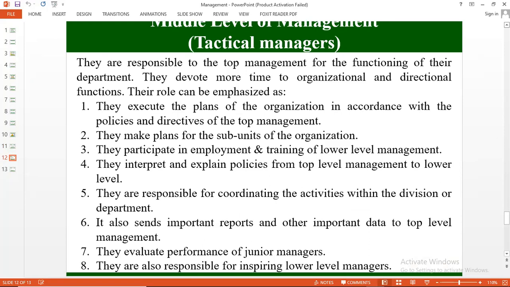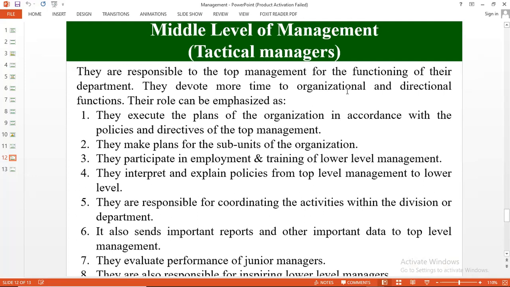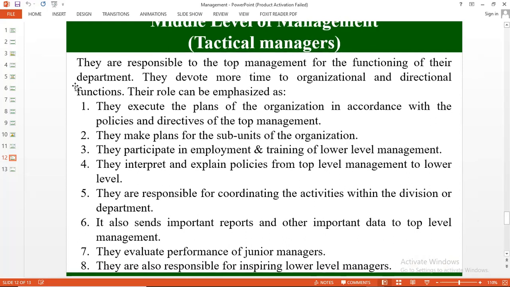So if you talk about the middle level management, they are responsible to the top management for the functioning of their department. They devote more time to organizational and directional functions. Their role can be comprised as they execute the plans of the organization in accordance with the policies and directives of the top management. They make plans for the subunits of the organization which are subordinate to them. They participate in employment and training of lower level management.